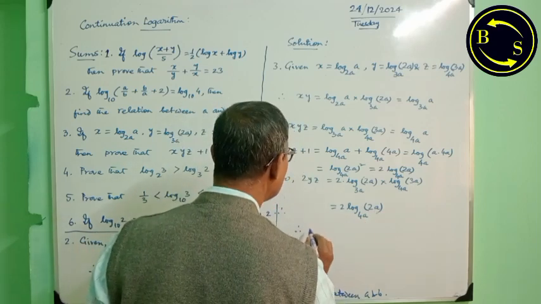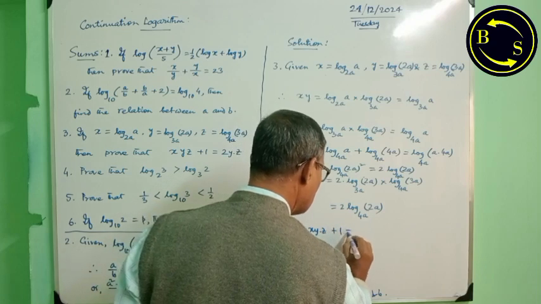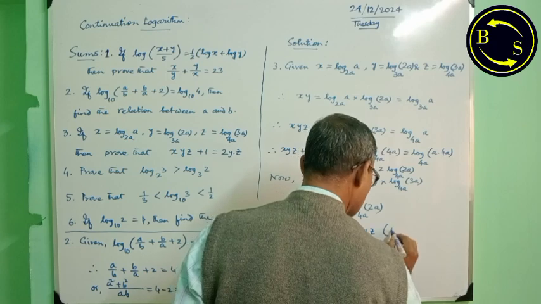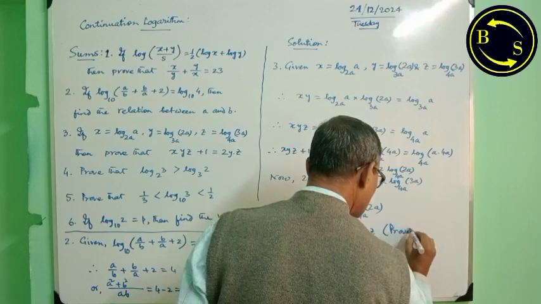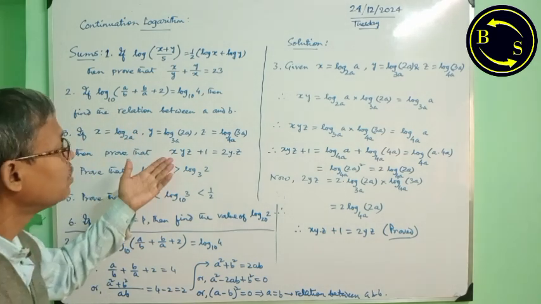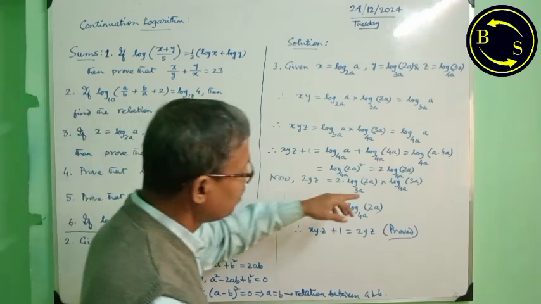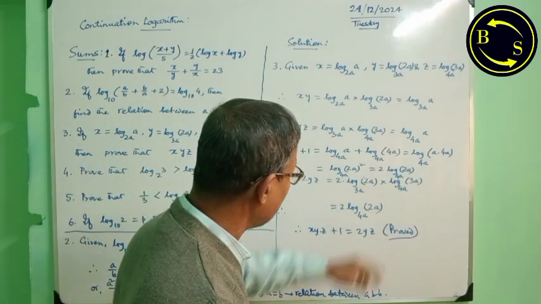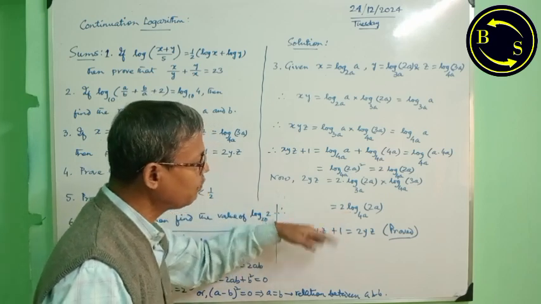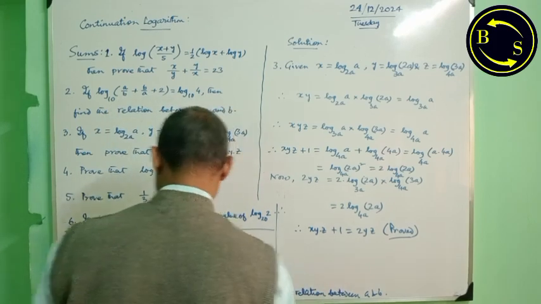Therefore, xyz plus 1 equal to 2yz. Proved. We have just expressed xyz plus 1 in terms of a, and also 2yz in terms of a, and we find both are equal. Therefore, the problem is solved.